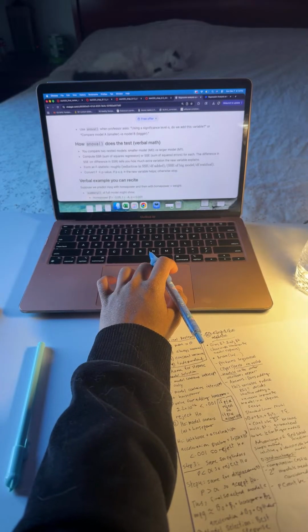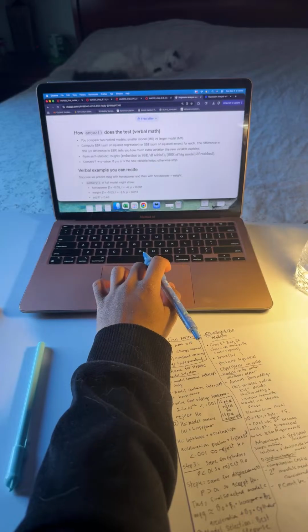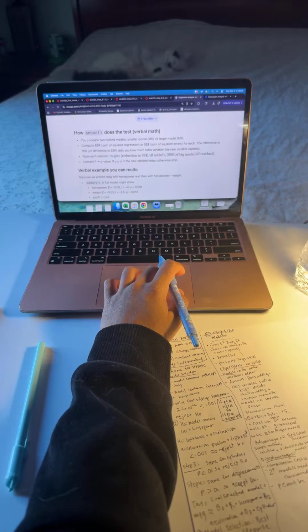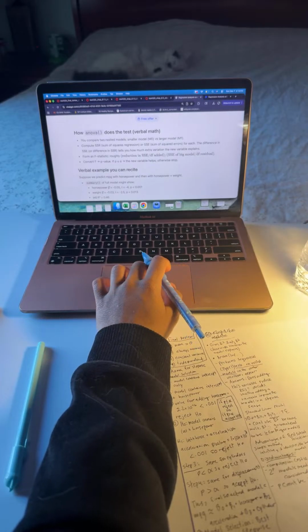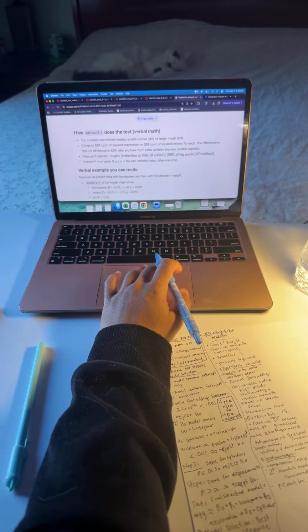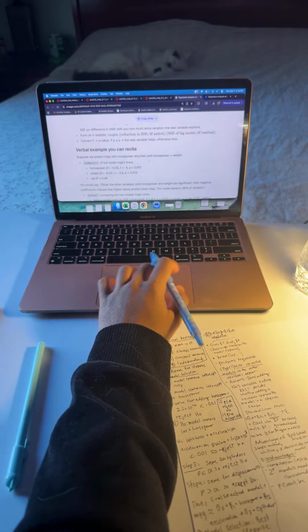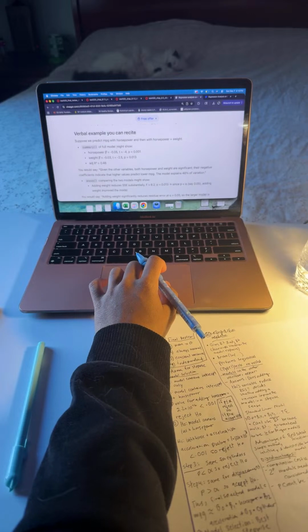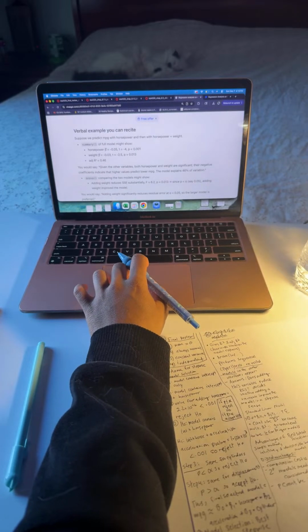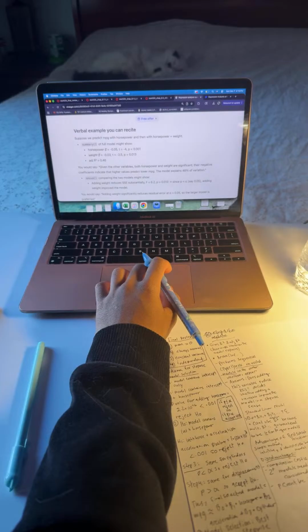Formula: F stat is roughly the reduction in SSE over the degrees of freedom, and convert F to a p-value. What? What did I just read? Lord have mercy. Verbal example you can recite.